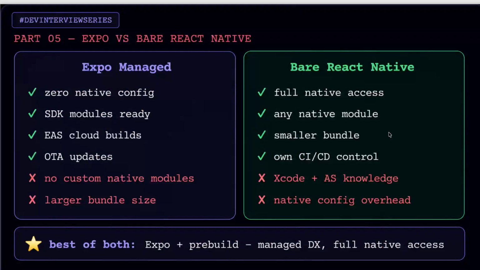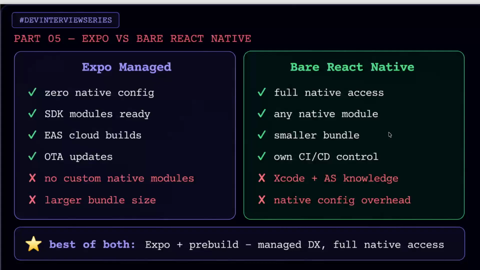Now, the last and most important for interviews: Expo managed versus bare React Native. So this is the ask. Even if you are choosing for a new project, the client will also ask you this, like which one you are going with and why. So you must know this one. In the managed workflow, you work only in JavaScript. Expo handles all native code. You can't directly modify the Android or iOS folder. You use Expo SDK and config plugins for native features.